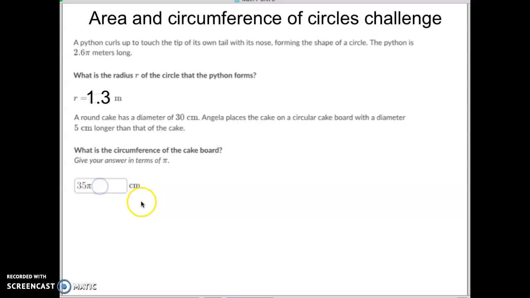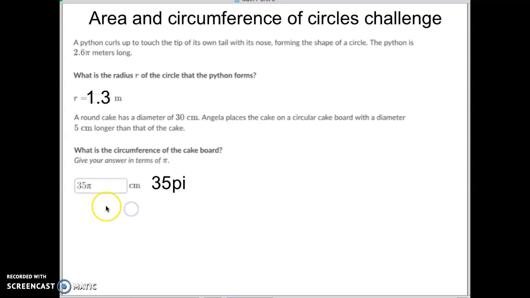They say to give the answer in terms of pi, so they literally want you to put the answer of 35 pi. Put a little pi symbol. How do you do that? Well, when you type it in there, you simply type 35 and then type pi. Khan Academy will automatically turn that into that little pi symbol, instantaneously.